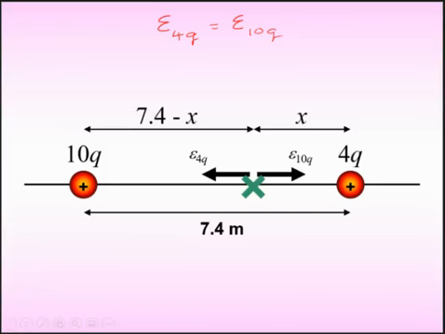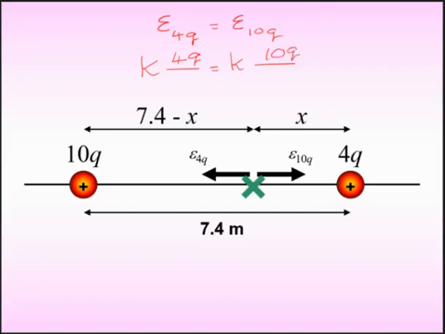What's the equation again for the epsilon for a single point charge? Three symbols. Each one will have a K, and then there's a fraction. What's on top of the fraction for each one? The Q, the relevant source charge. So for this one you would put 4Q, and for this one, 10Q.